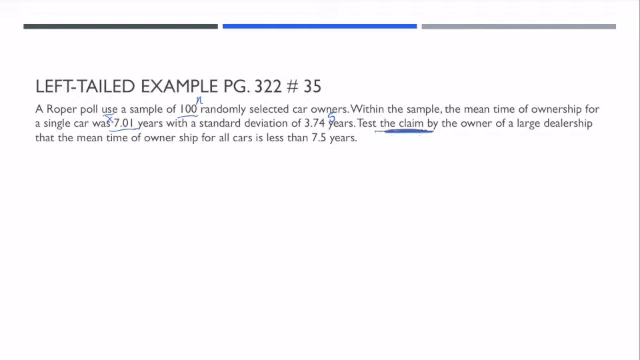I'm going to test the claim. So here's our claim by the owner of a large dealership that the mean time of ownership for all cars was less than 7.5 years. So here's our mean. My null hypothesis is that there is no difference from the claimed value of 7.5 years. My alternate hypothesis is that the mean time people own all cars is less than 7.5 years. This is given to me by the problem.